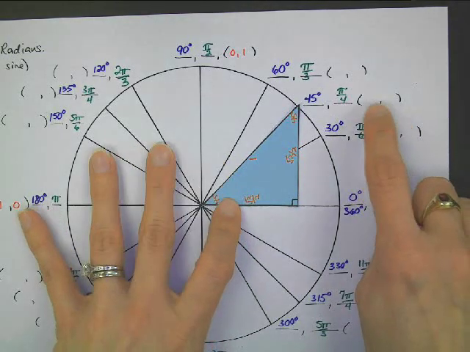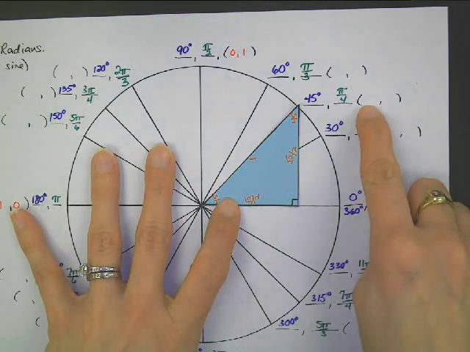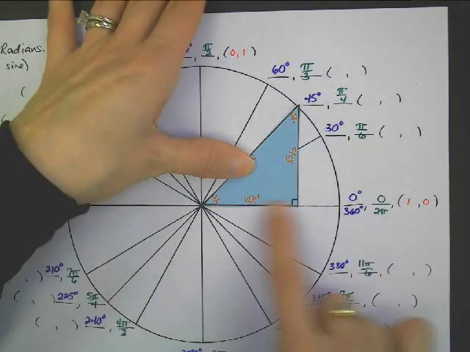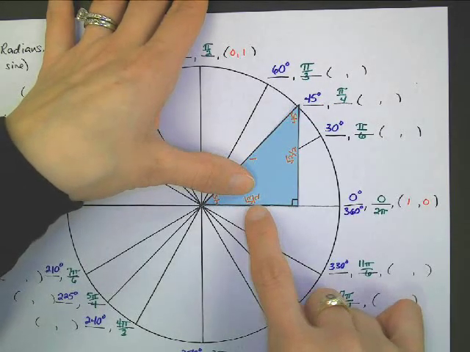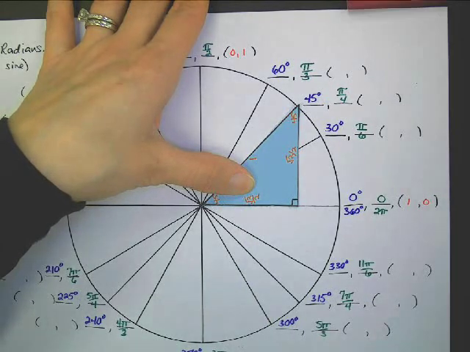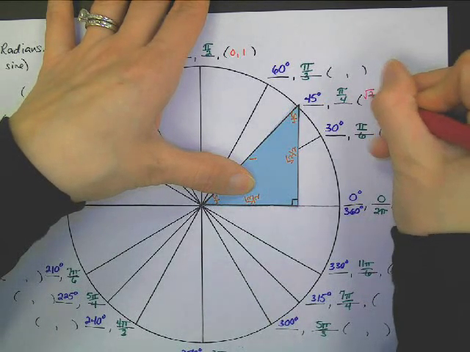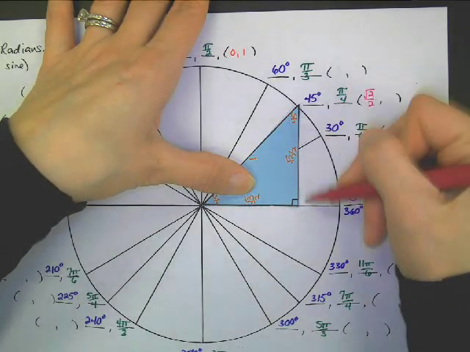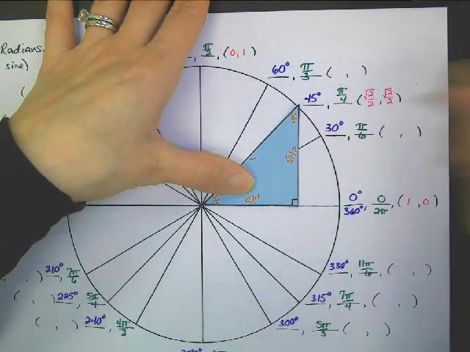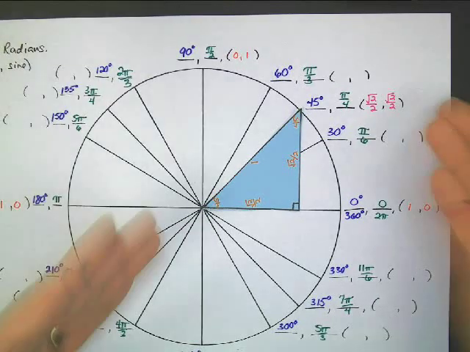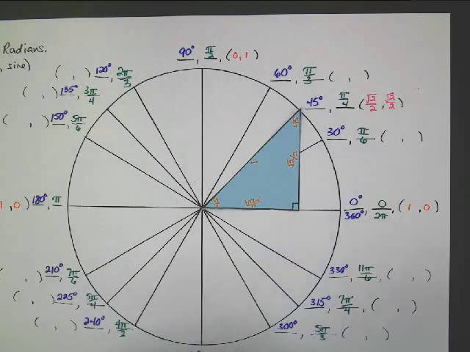When I say cosine, you say x. What's the x value for 45 degrees? Yeah, radical 2 over 2. And when I say sine, you look at the y value. Also, radical 2 over 2. Oh, this triangle's really easy. The sine and the cosine are both the same, radical 2 over 2.